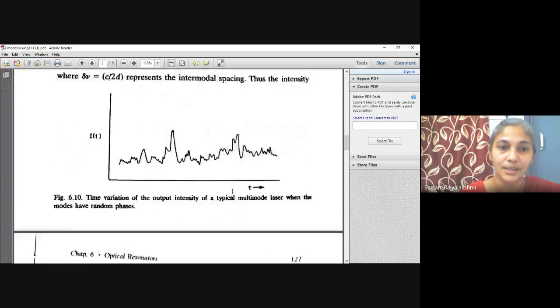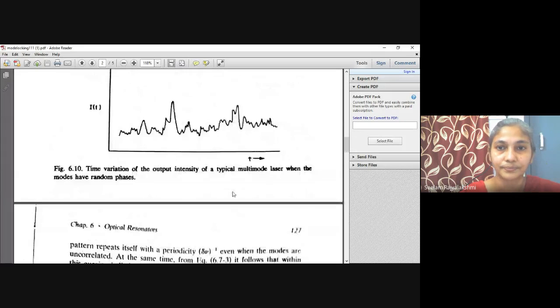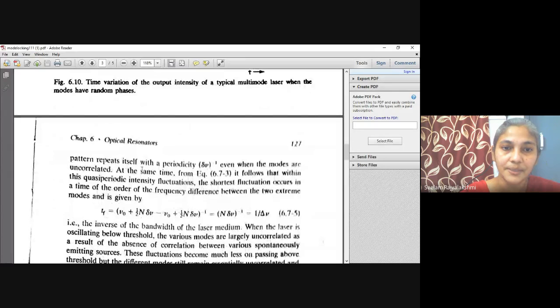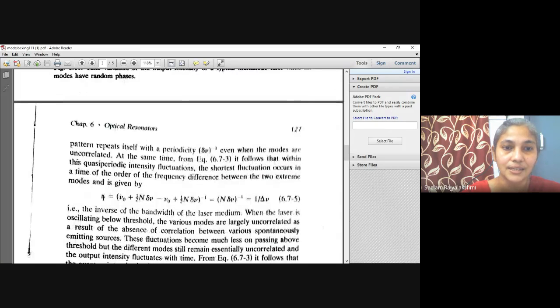Thus the intensity pattern repeats itself with a periodicity 1 by delta nu, even when the modes are uncorrelated. At the same time, from equation 3 it follows that within these quasi-periodic intensity fluctuations, the shortest fluctuation occurs in a time of the order of the frequency difference between the two extreme modes, which is given as TF. Here TF represents the intensity fluctuations.